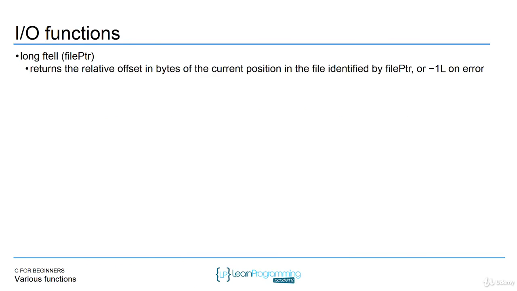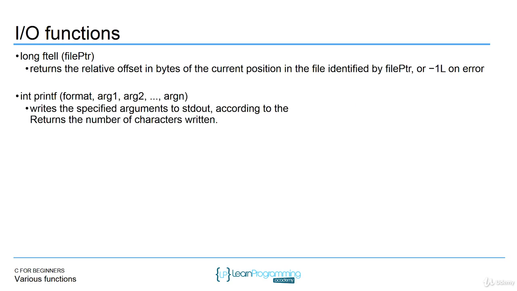We also had ftell. ftell is going to return how many bytes from the beginning you are based on the file pointer. So it's the relative offset in bytes from the current position. Not always the beginning, but the current position. We use ftell in one of our challenges to read a file in reverse.